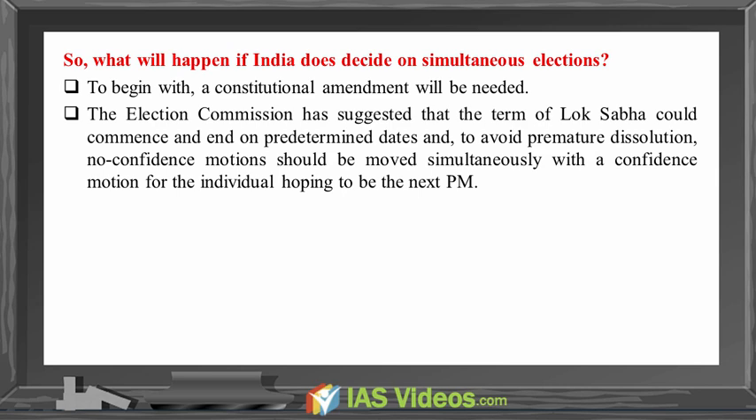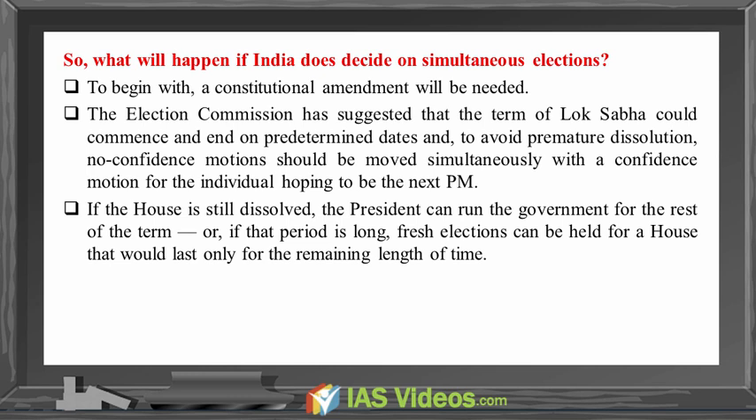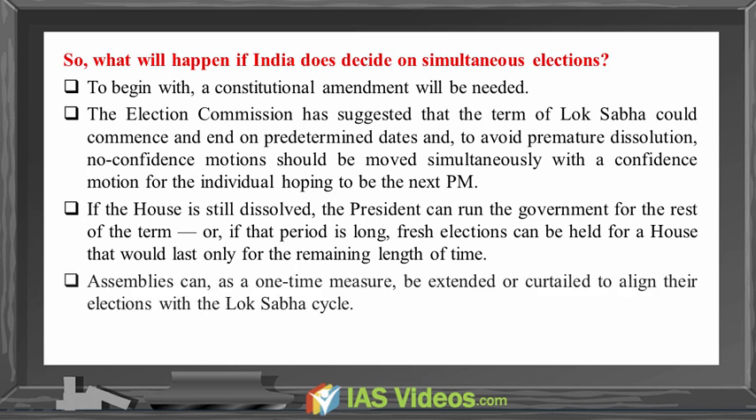to avoid premature dissolution, no confidence motions should be moved simultaneously with the confidence motion for the individual hoping to be the next PM. If the House is still dissolved, the President can run the government for the rest of the term, or if that period is long, fresh elections can be held for a House that would last only for the remaining length of time. Assemblies can, as a one-time measure, be extended or curtailed to align their elections with the Lok Sabha cycle.